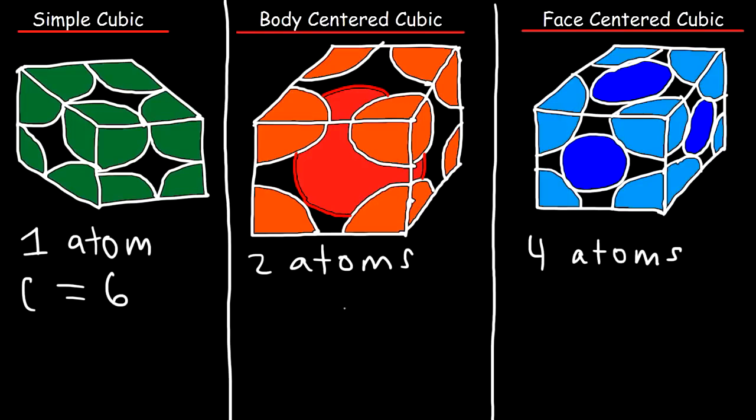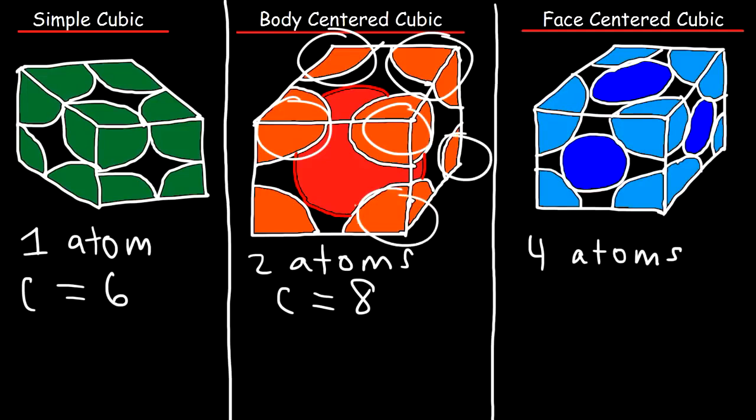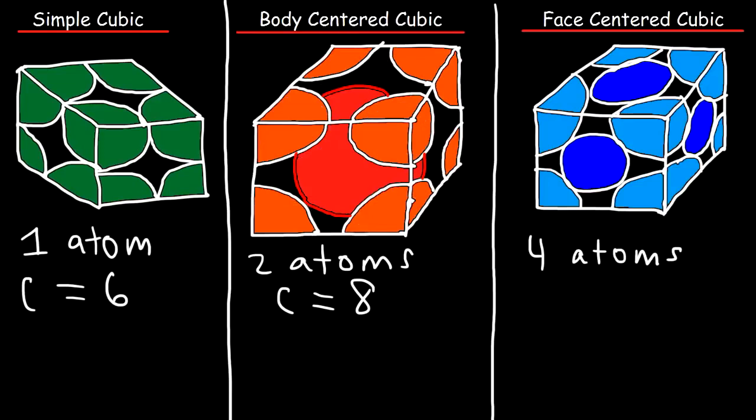For the body-centered cubic structure, the coordination number is 8. If you look at the atom in the middle, you can see that it's attached to 8 other atoms. This is 1, 2, 3, 4, 5, 6, 7, and the 8th one is in this other corner that you can't see based on the way it's drawn. The coordination number for the face-centered cubic structure is 12.